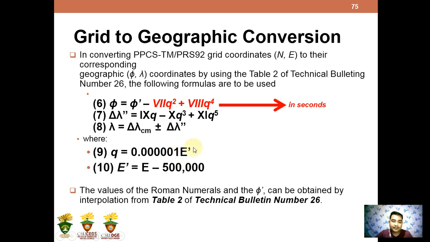e prime. And to get this e prime, we need this formula: eastings, which is given, minus 500,000. Again, the values of the Roman numerals and the latitude prime can be obtained by interpolation from Table 2 of Technical Bulletin number 26.